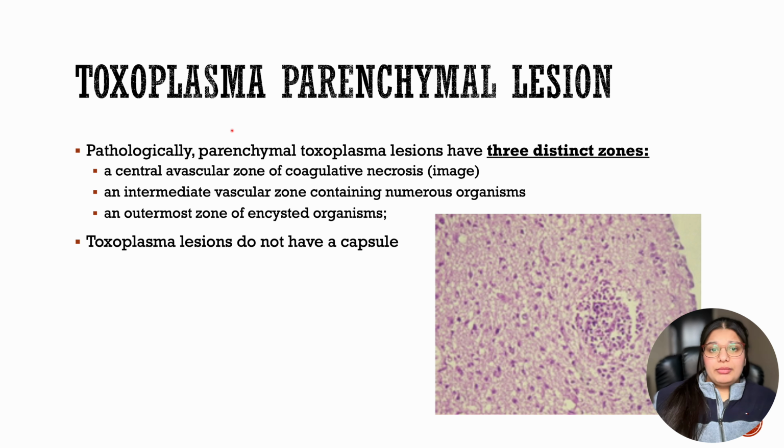Histologically, the parenchymal toxoplasma lesions have three distinct zones. In the center there is an avascular zone of coagulative necrosis, and this is how coagulative necrosis would look on the screen. Then there is an intermediate zone outwards, where numerous organisms will be present, and the outermost zone is the one which has encysted organisms. Toxoplasma lesions do not have a capsule, which is an important point.